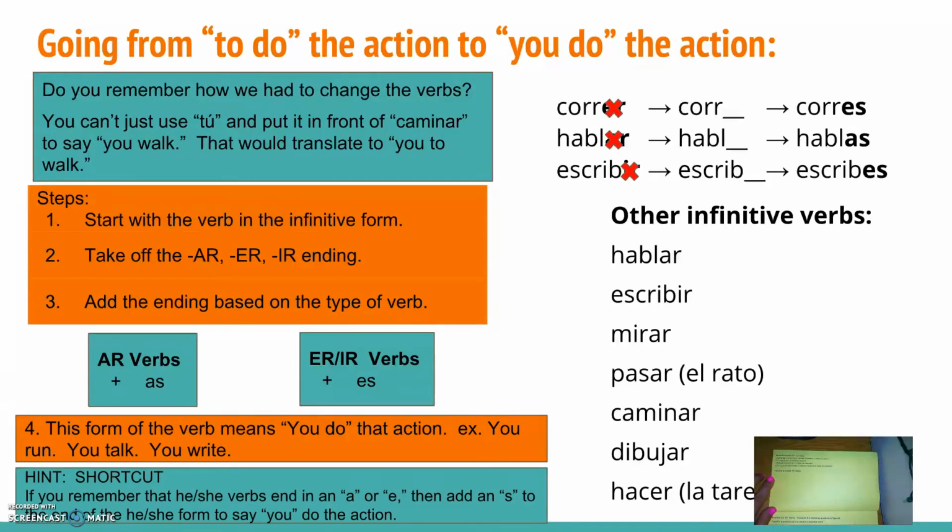Now, in my classes, we've talked about this shortcut. If you remember that he or she verbs end in either an A or an E, depending on if they're AR verbs or ER, IR verbs, from that he or she form, all we have to do is add the S to the end. So it was mira, now it's miras. This would be a shortcut if you have already memorized the he or she rule.